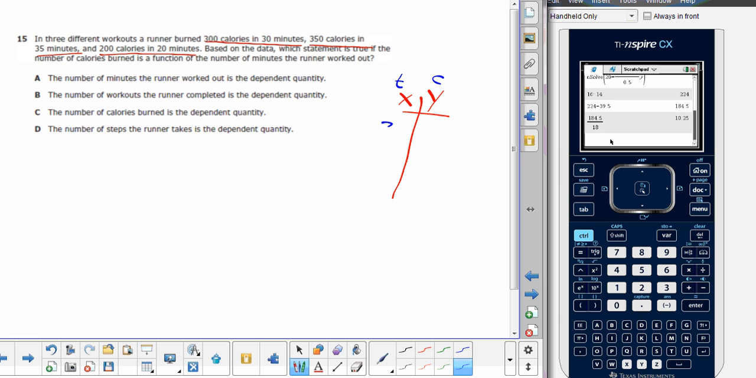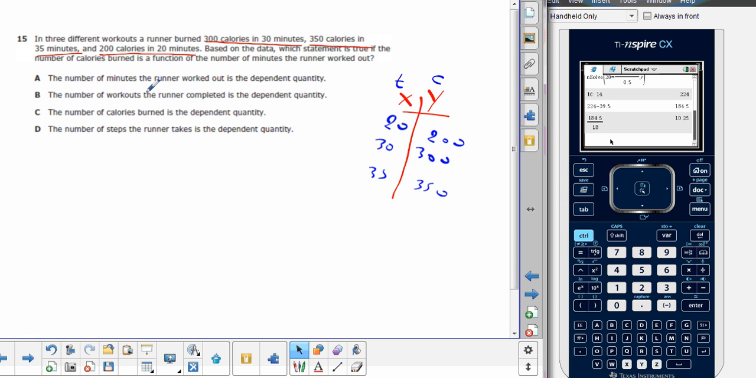So in 30 minutes, he burned 300 calories. Now in 35 minutes, he burned 350. In 20 minutes, he burned 200. Let me put this on the top so we have organized data. Okay, so this is the table.